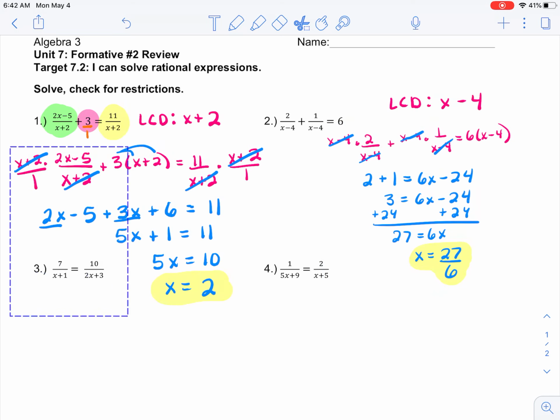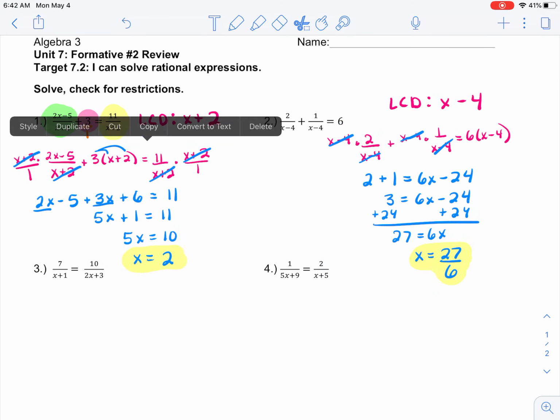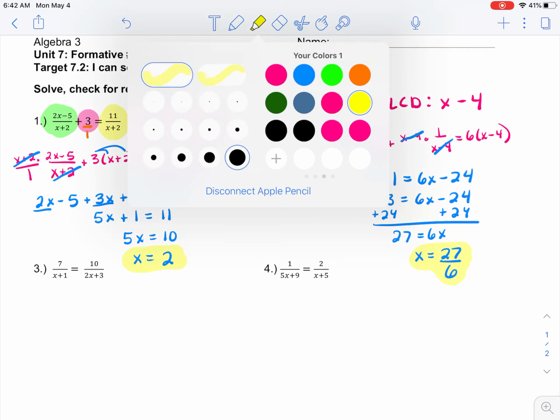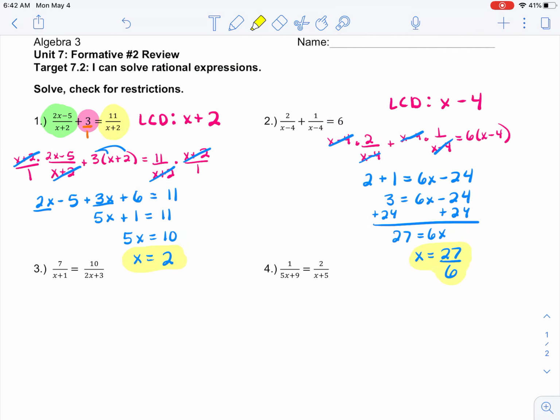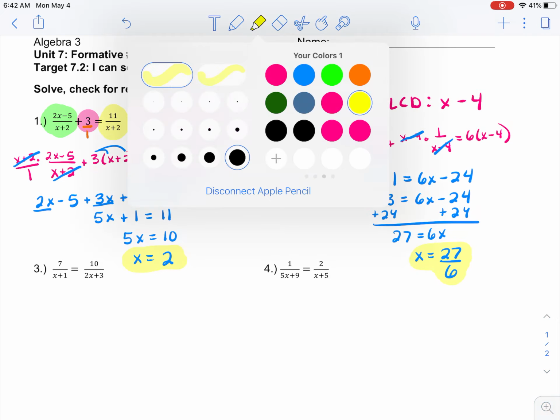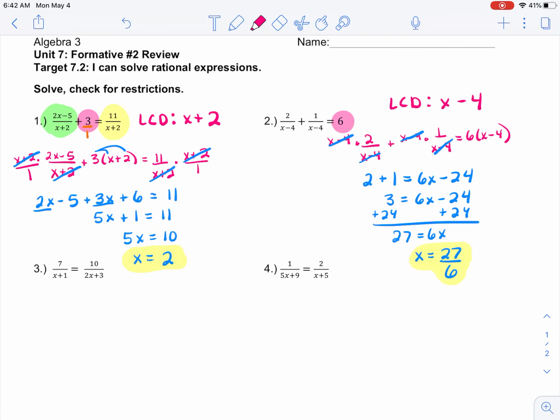And the reason these 2 were a little bit more work is because of these extra numbers that were in there. So on number 1, we had that whole number of 3, and then on number 2, this number 6. Okay, so when you have addition or subtraction in a rational equation that you're trying to solve, you've got to clear the fractions.